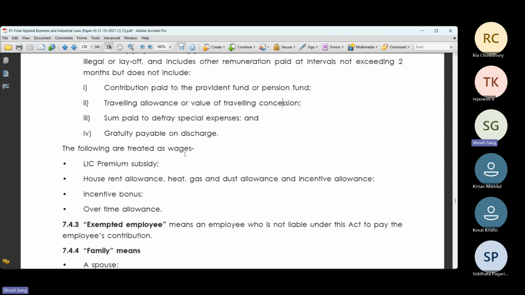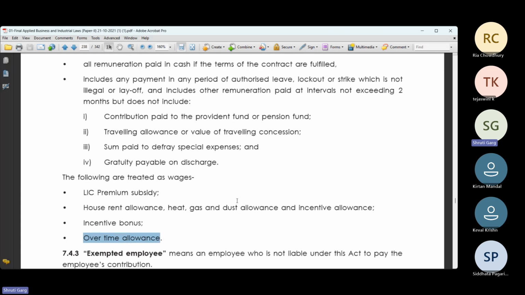The following are treated as wages. LIC premium subsidy is part of the wages. House rent allowance, HRA, heat, gas and dust allowance and incentive allowance are part of the wages. Incentive bonus and overtime allowance are also part of the wages. But once again I am telling you, it will not include contribution paid to the Provident Fund, traveling allowance, sums to defray special expenses, and gratuity.